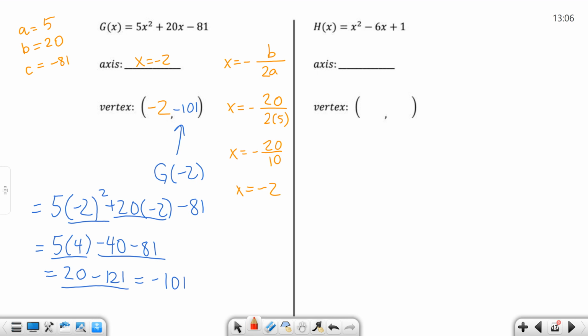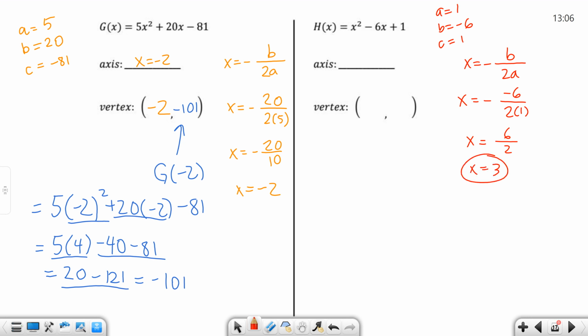So here, let's look at capital H of x, all right? The axis of symmetry, x equals negative b over 2a. A is 1, b is negative 6, and c is 1, right? A, b, c, all right? So then x equals negative, b is negative 6 over 2 times 1. So 2 negatives is what? A positive 6 over 2. So x equals what? 3. So x equals 3. And so the vertex 3 here.